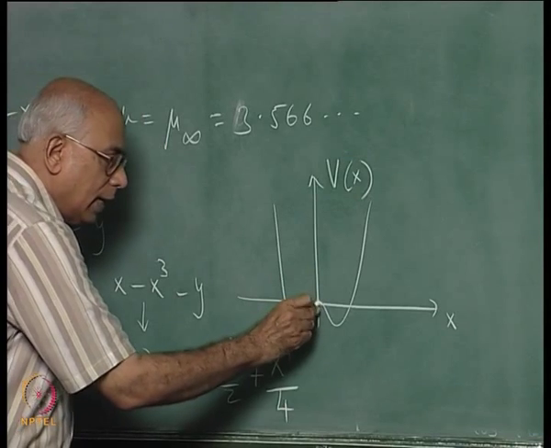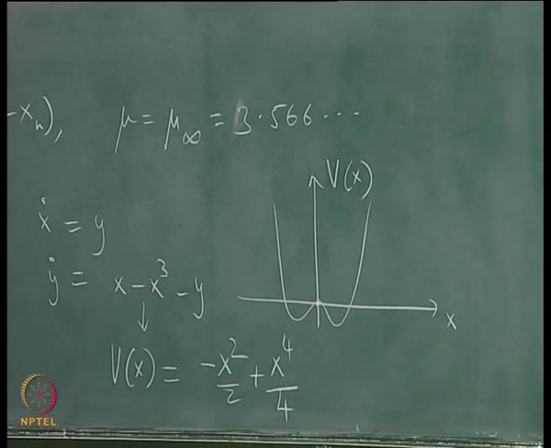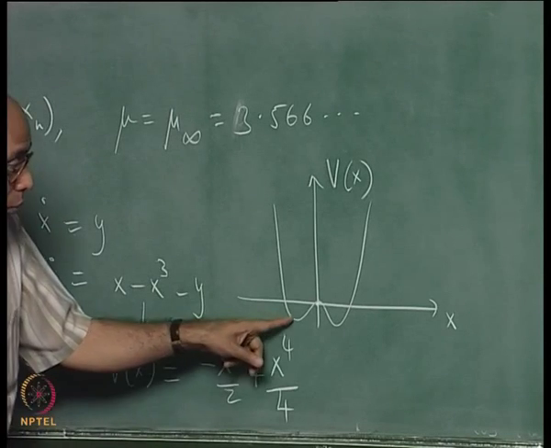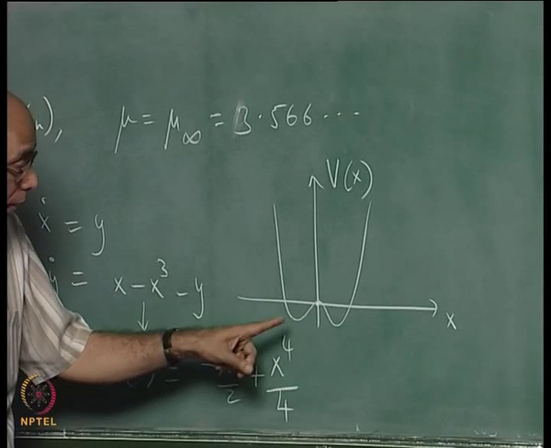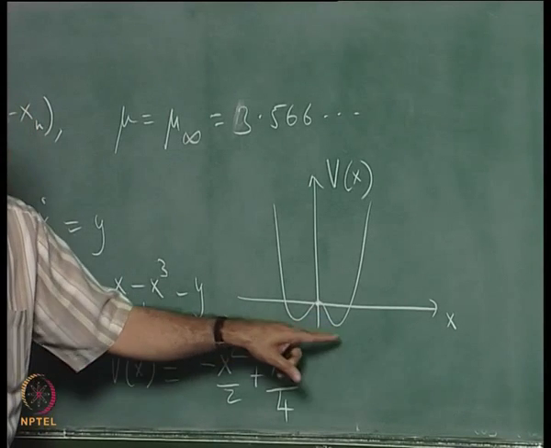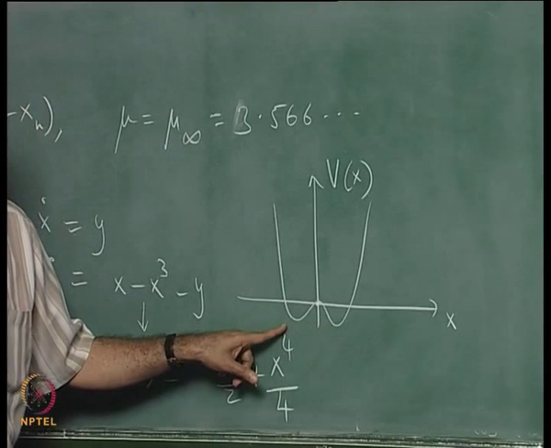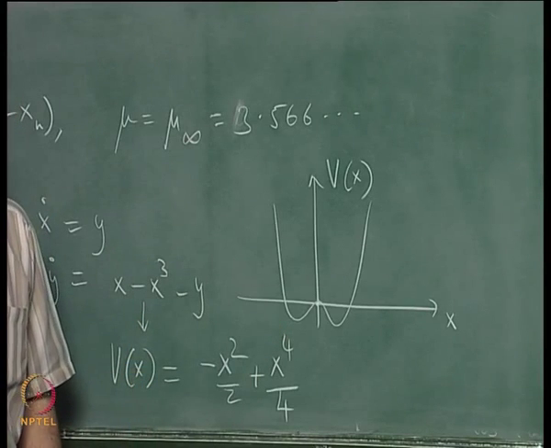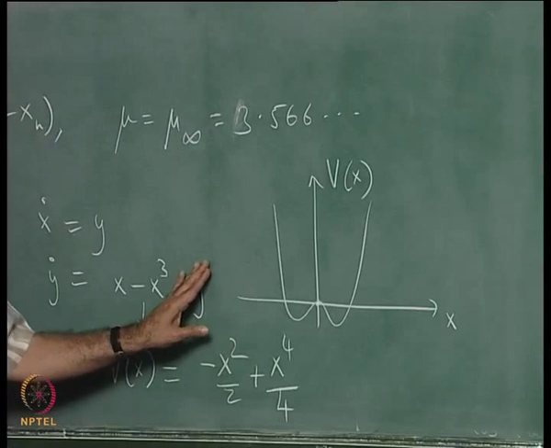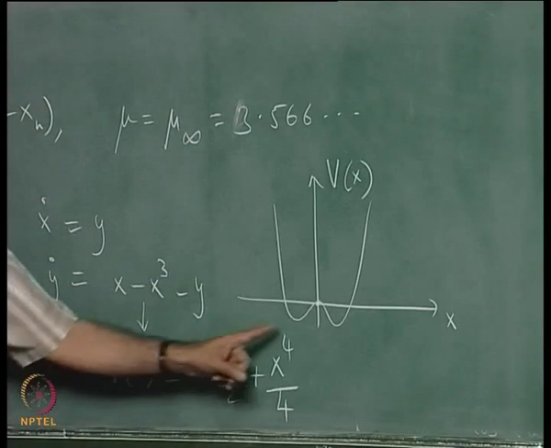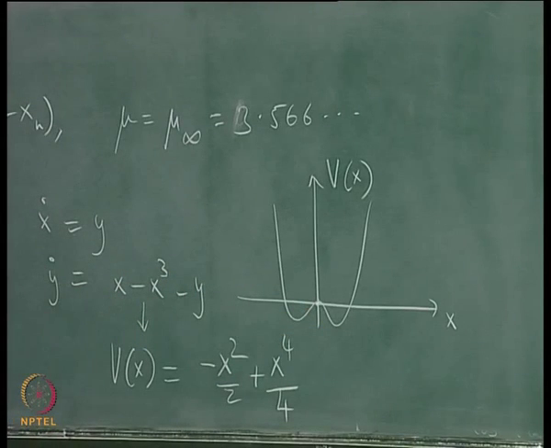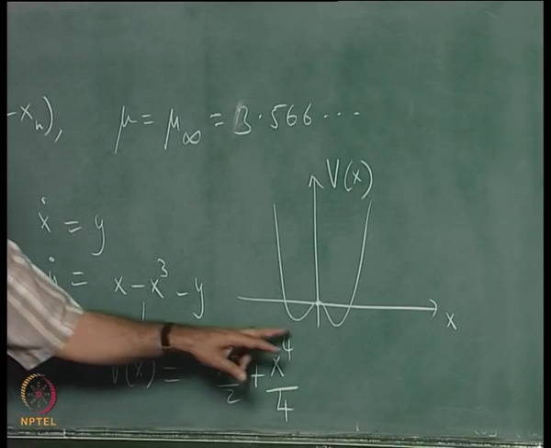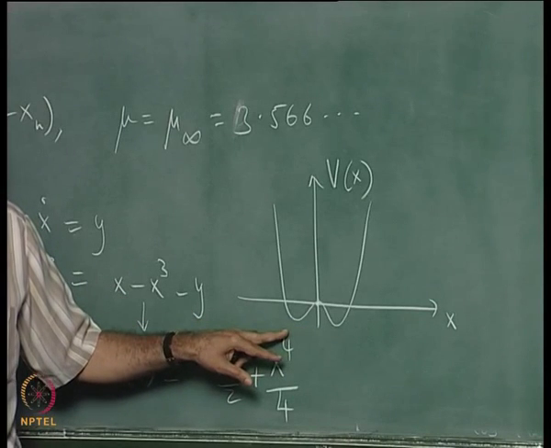The origin is a point of equilibrium, a critical point, but it is actually a saddle point in this case. You end up here with 2 attractors. They are actual attractors because this is a damped system, they are not centers. If the damping were absent, these 2 points would be centers and that would be a saddle point. But now you actually have 2 critical points which are asymptotically stable.